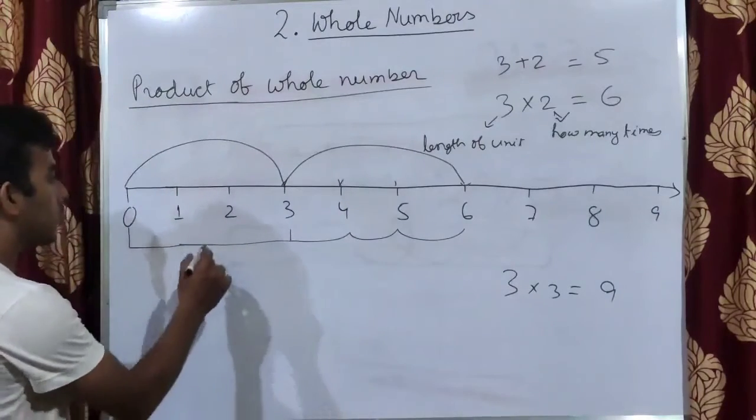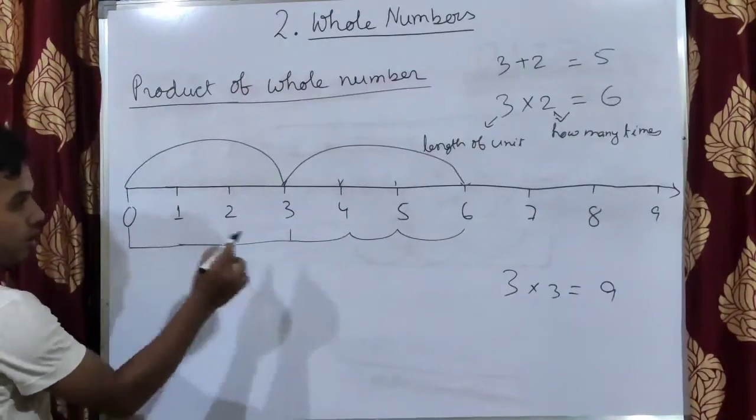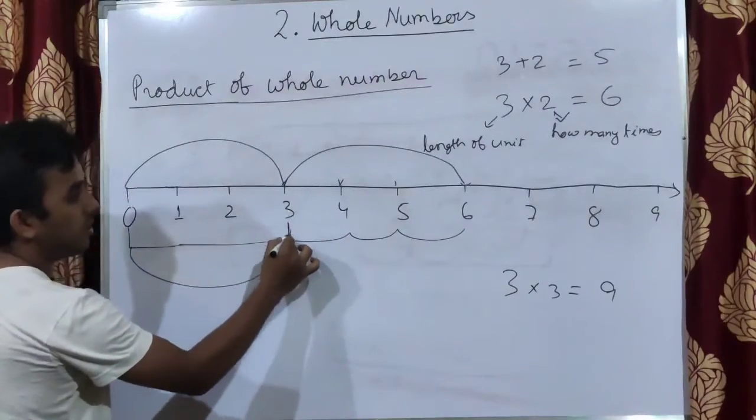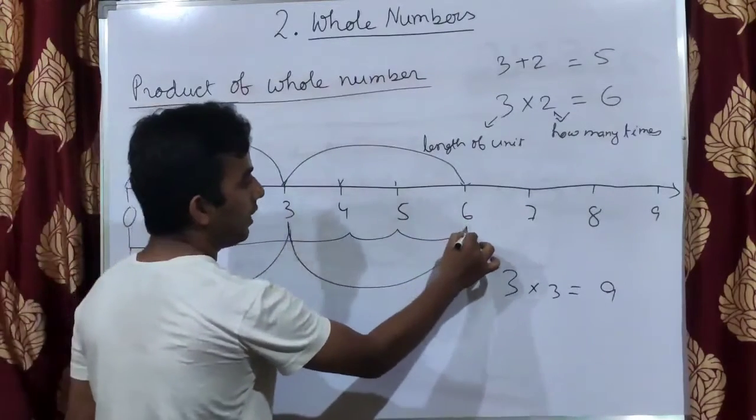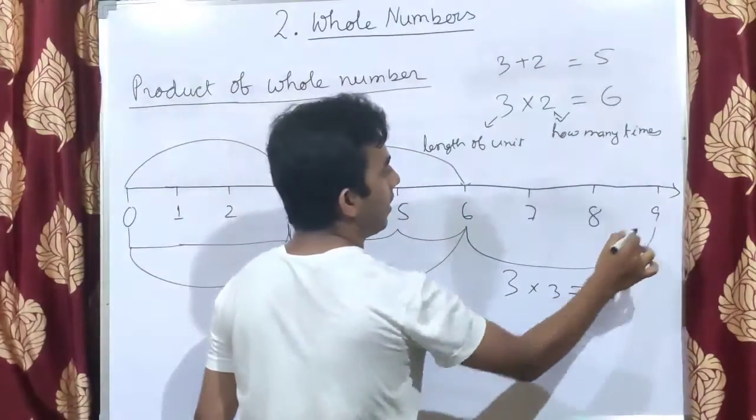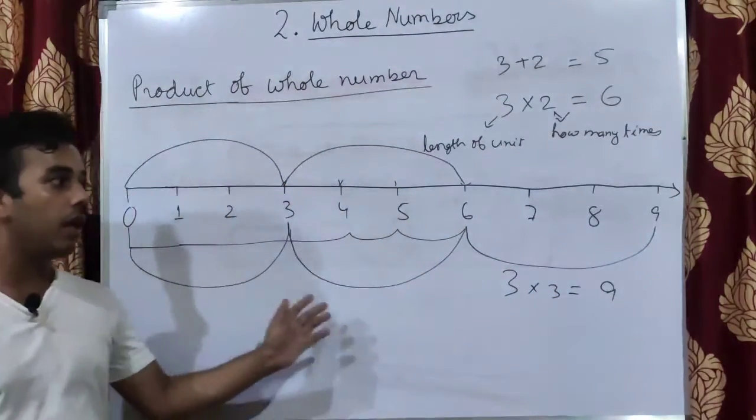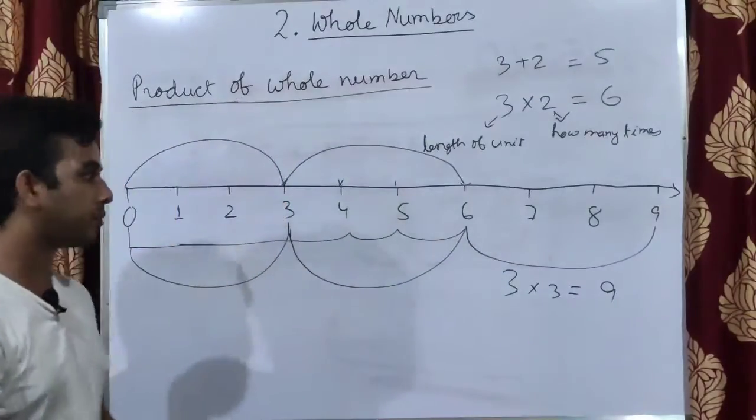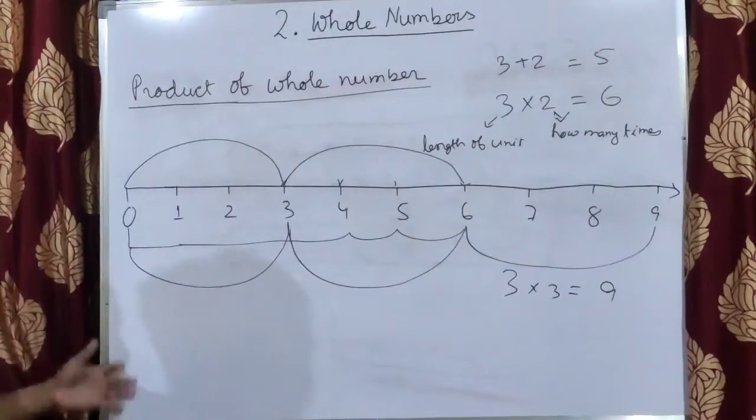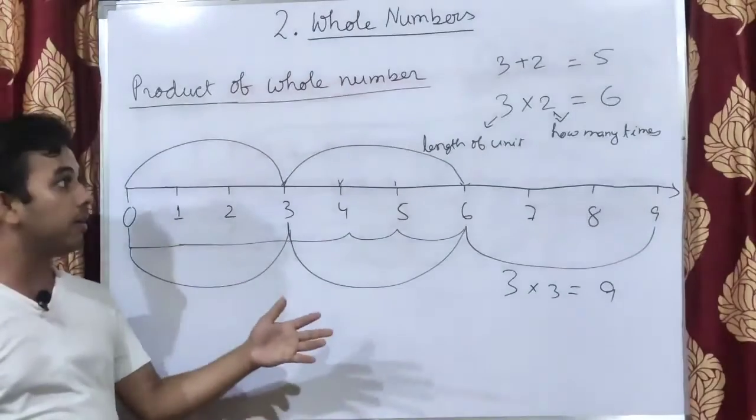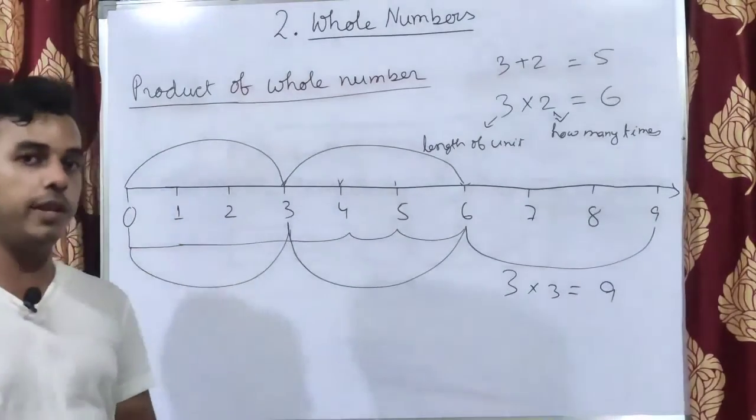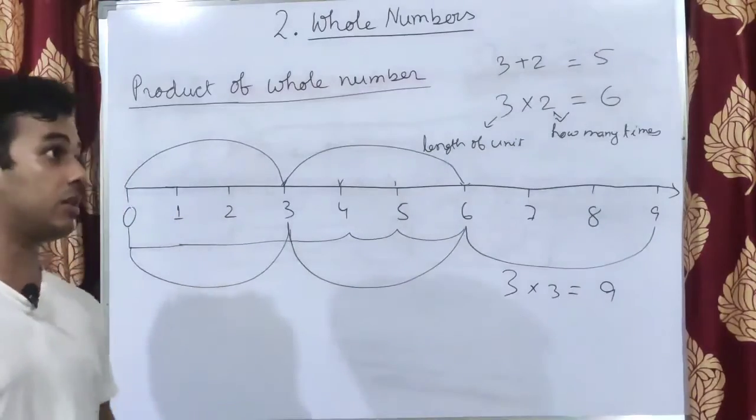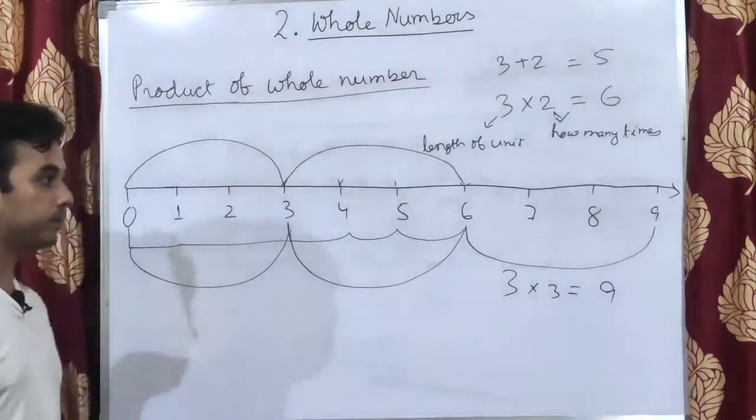So I will draw it downward. So in one jump we will cover 3 units. Here 1 unit, 3 units, then another jump, then another jump. So in 3 jumps we cover a total of 9 units. So our answer is also 9. So this is how we have done multiplication on the number line. So now we will solve our first exercise.